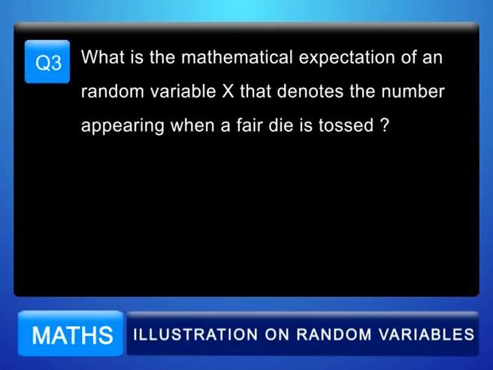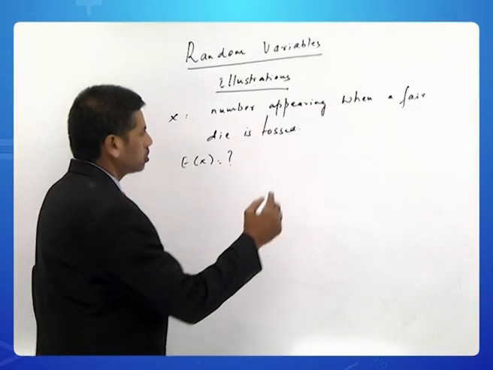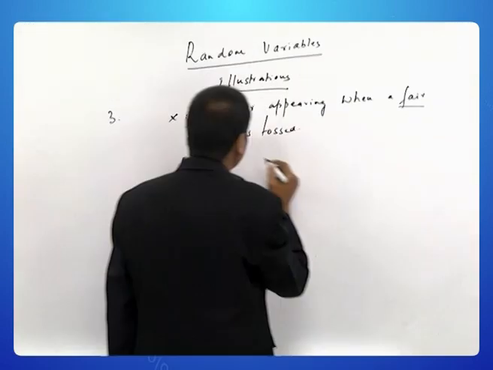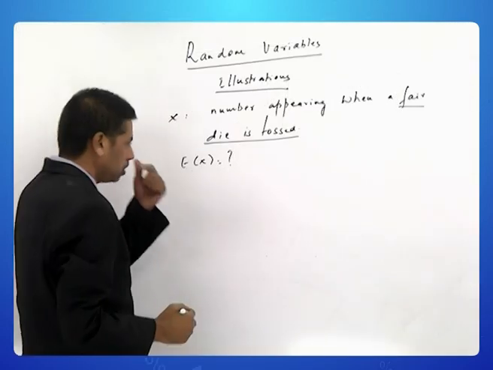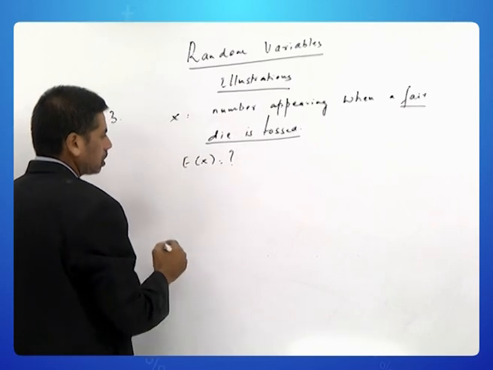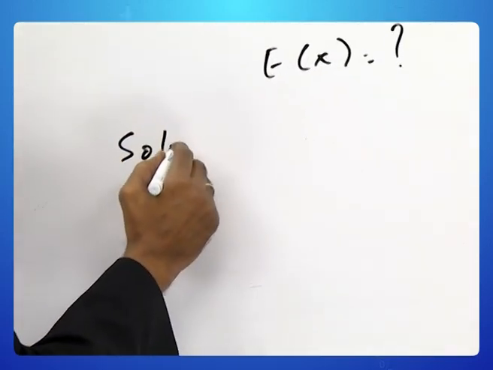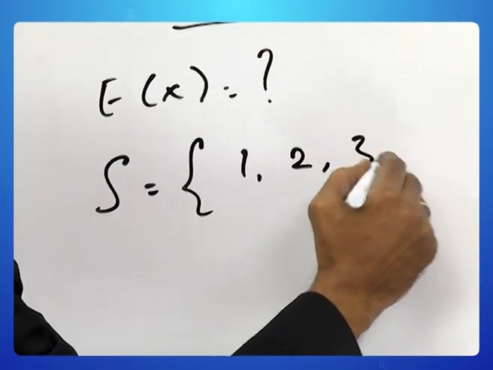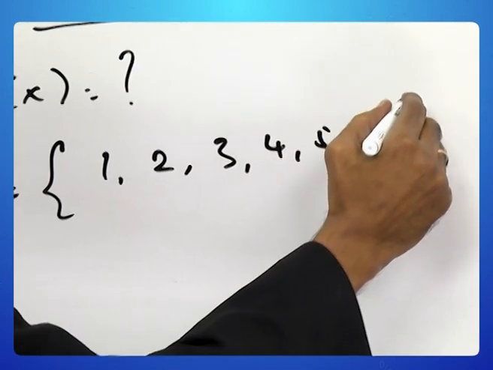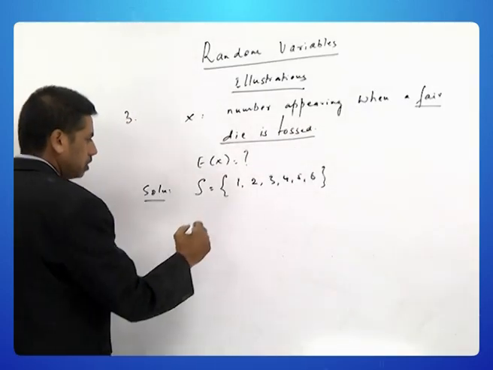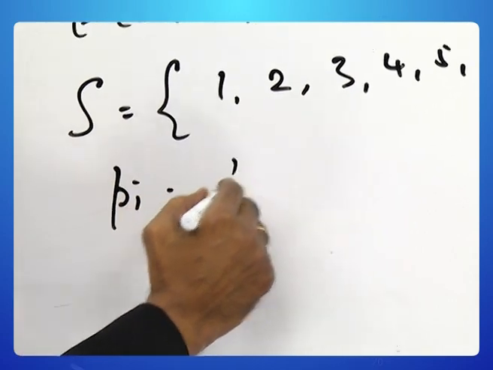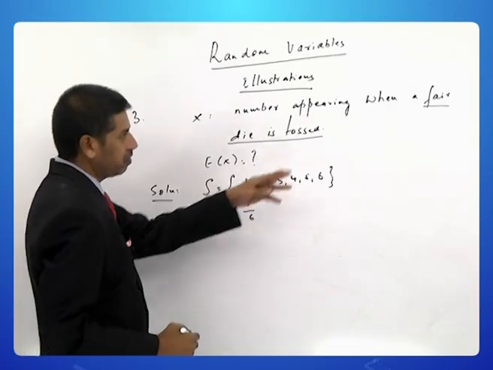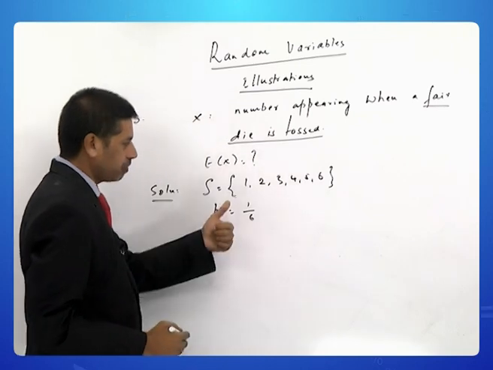Question number 3. What is the mathematical expectation of a random variable x that denotes the number appearing when a fair die is tossed? So the experiment here is a fair die being tossed. When a fair die is tossed, the sample space will consist of these 6 outcomes. Each will have a probability 1 by 6 because it's a fair die. All of them have equal probabilities.